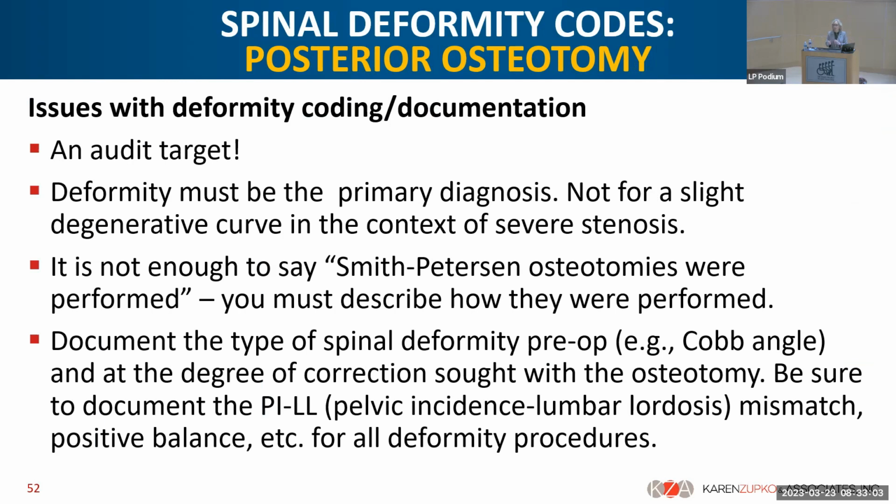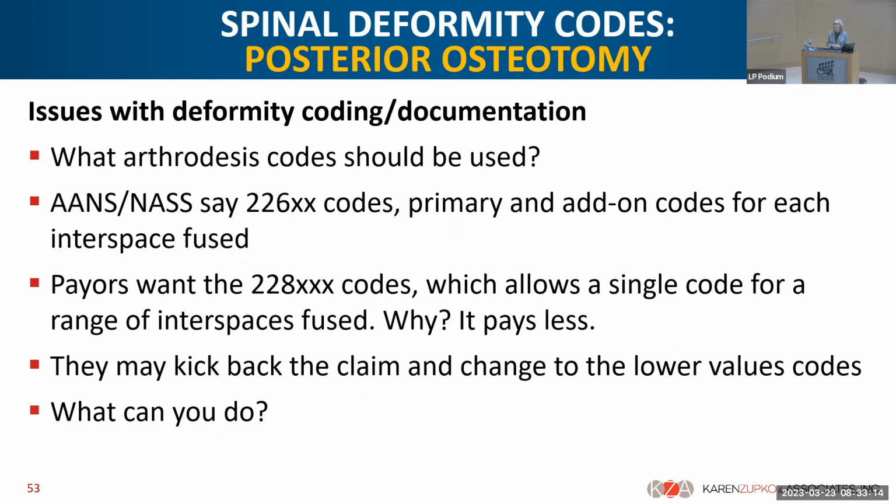You've got to describe the curve before and after, and it's not enough to say I did an SPO or a Ponte. You've got to document exactly what the deformity was pre and post surgery, and arthrodesis codes are the issue. We say NAS and AANS says you use the regular adult arthrodesis codes, first level and each additional level. The payers say, no, you got to use those adolescent codes because they pay less.